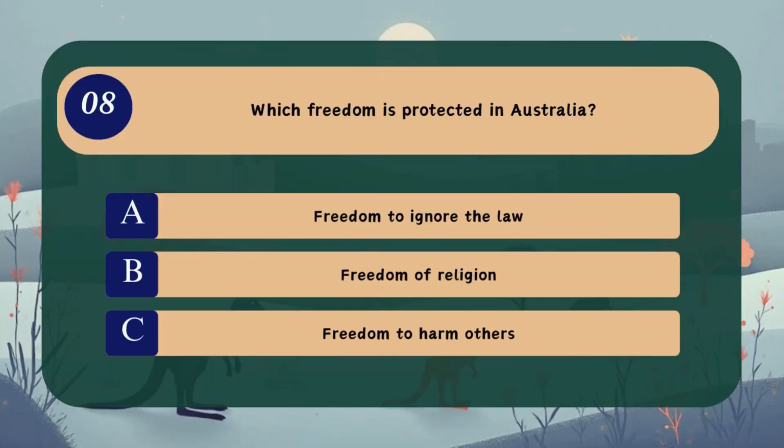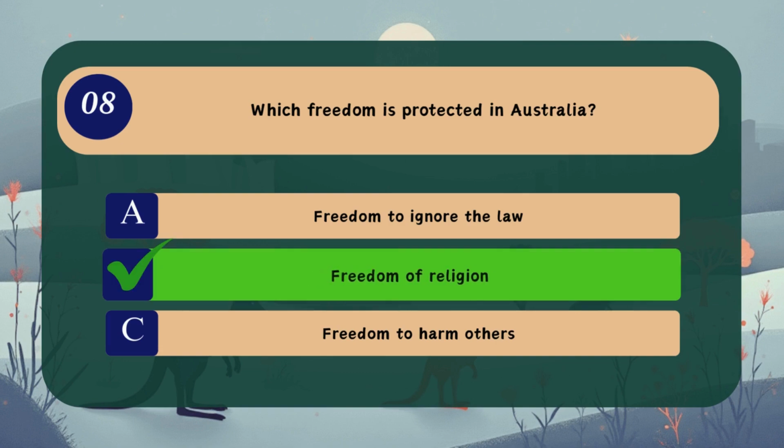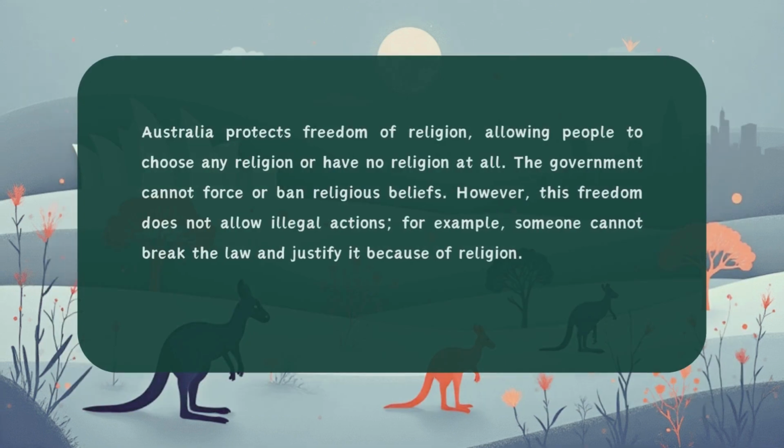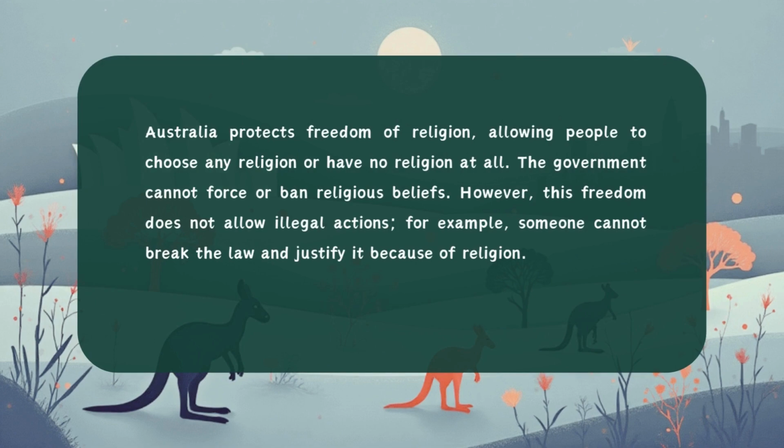Question 8. Which freedom is protected in Australia? A. Freedom to ignore the law. B. Freedom of religion. C. Freedom to harm others. Correct answer: B. Freedom of religion. Australia protects freedom of religion, allowing people to choose any religion or have no religion at all.